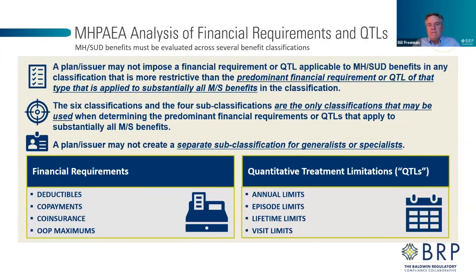So financial requirements, as I mentioned, are what you might expect under your plan. They include deductibles, co-payments, co-insurance, out-of-pocket maximums. Those are the ones that we're going to be measuring on a predominant level. And then the quantitative treatment limitations are tied more to limits or exclusions in the plan. So it'd be annual limits, episode limits, lifetime limits, and limits on the number of visits. That's what we're going to be measuring when we're doing our comparison between medical, surgical, and mental health substance use disorder benefits.